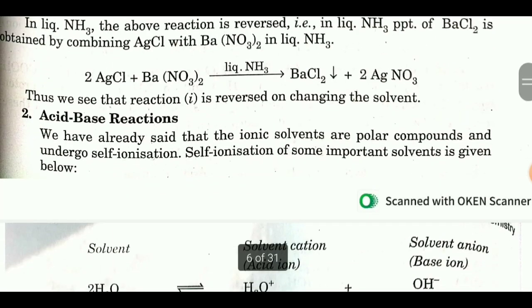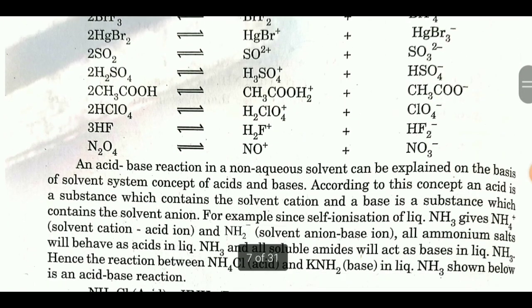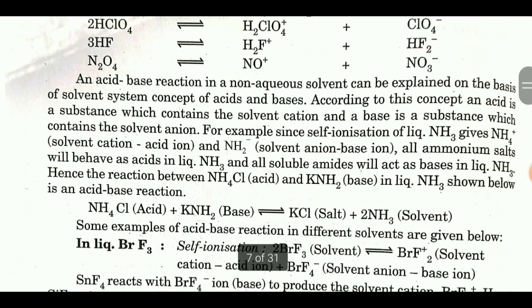Second, acid-base reaction. We have already said that ionic solvents are polar compounds and undergo self-ionization. Self-ionization of some important solvents is given below. An acid-base reaction in a non-aqueous solvent can be explained on the basis of the solvent system concept of acids and bases. According to this concept, an acid is a substance which contains the solvent cation and a base is a substance which contains the solvent anion.